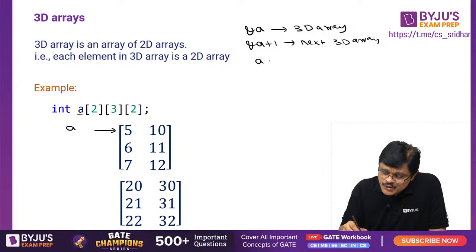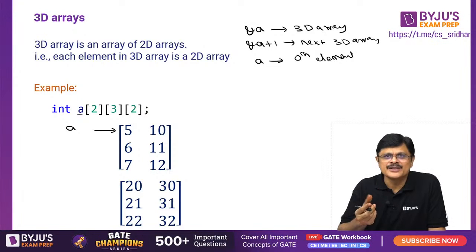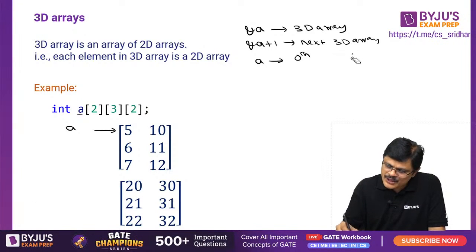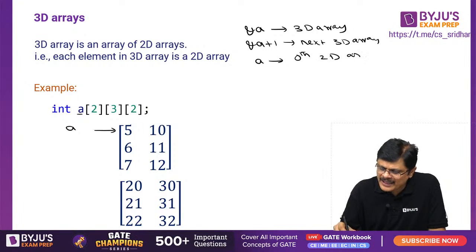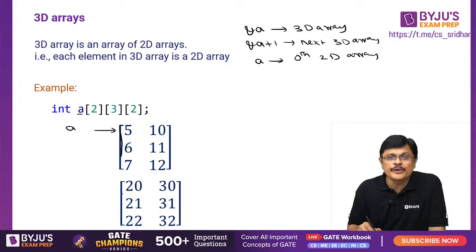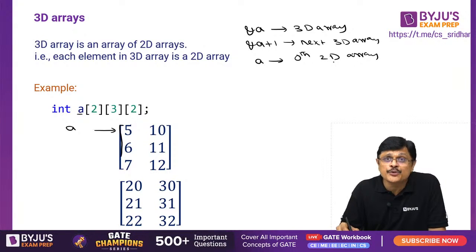Now A refers to what? 0th element. 0th element is what? The 0th 2D array. It refers to the 0th 2D array. So this is the 0th 2D array, this is the first 2D array. A refers to the 0th 2D array.